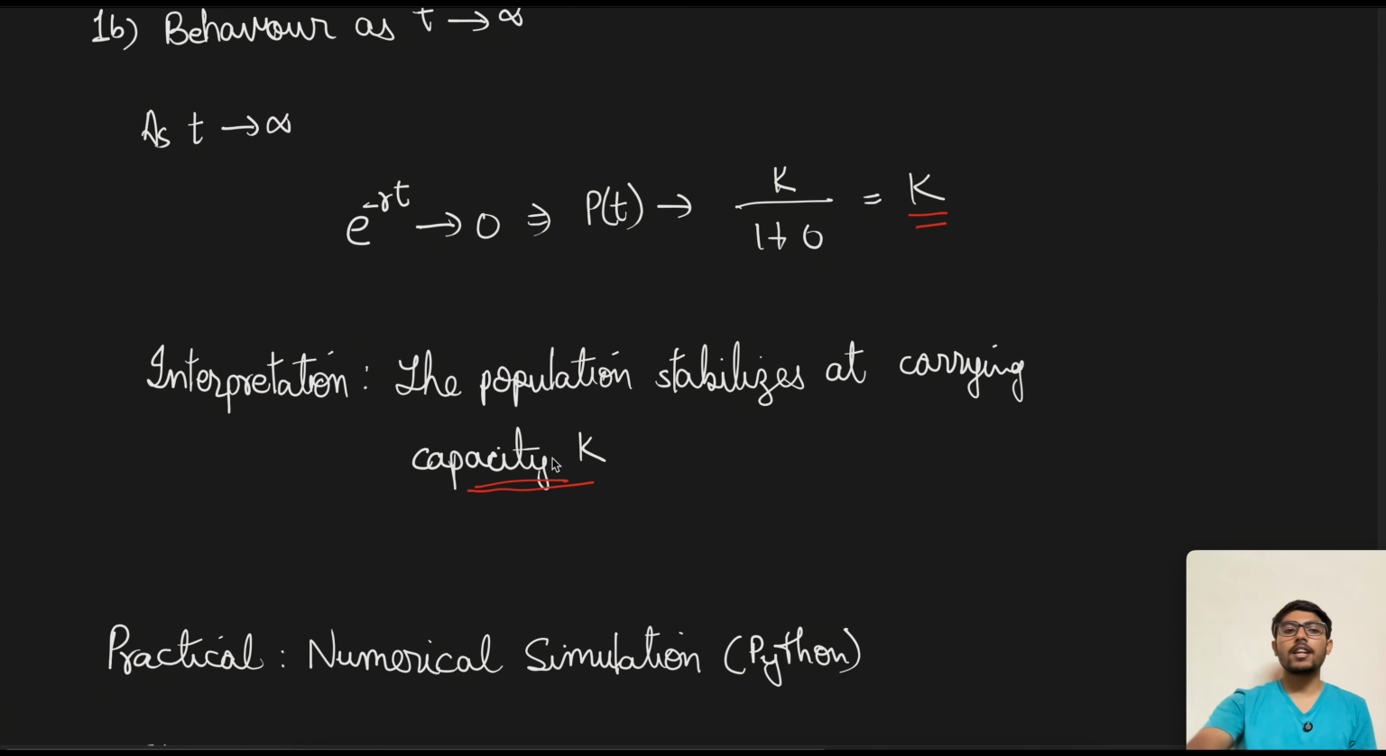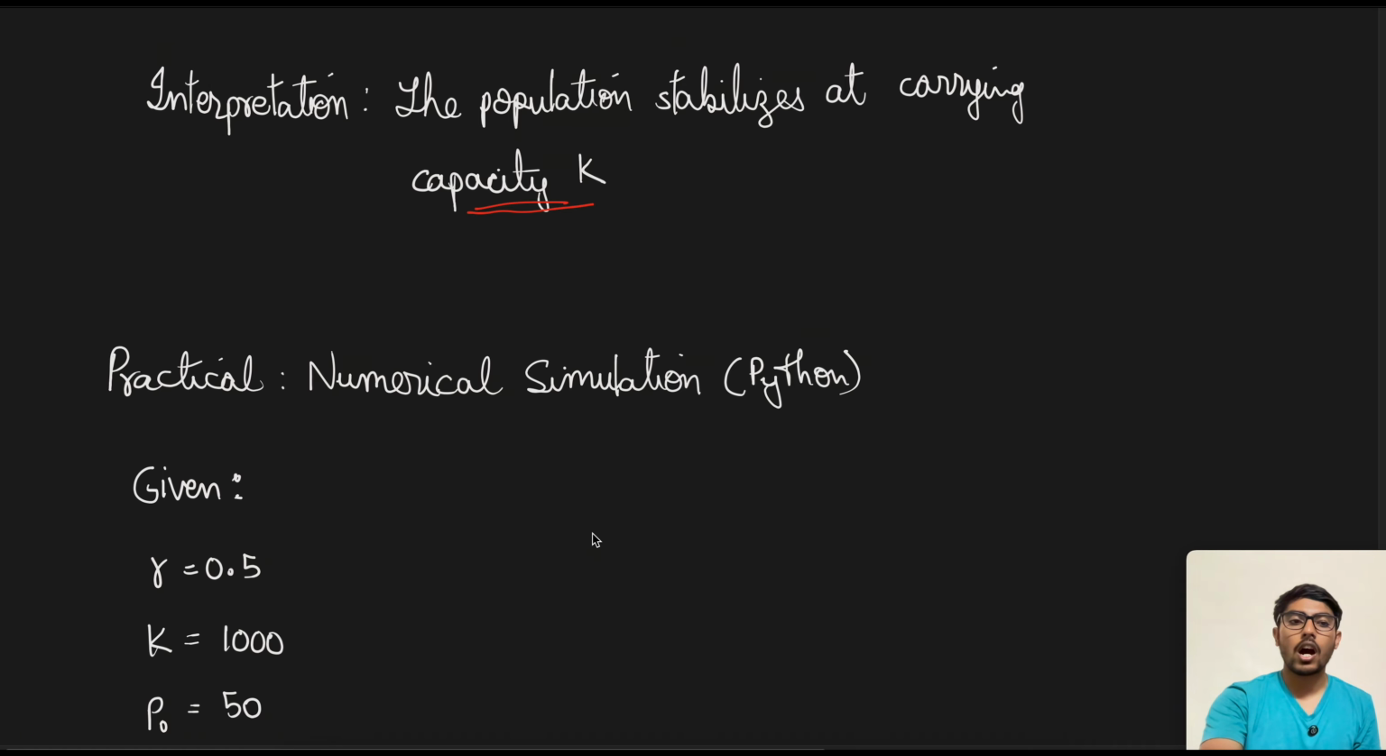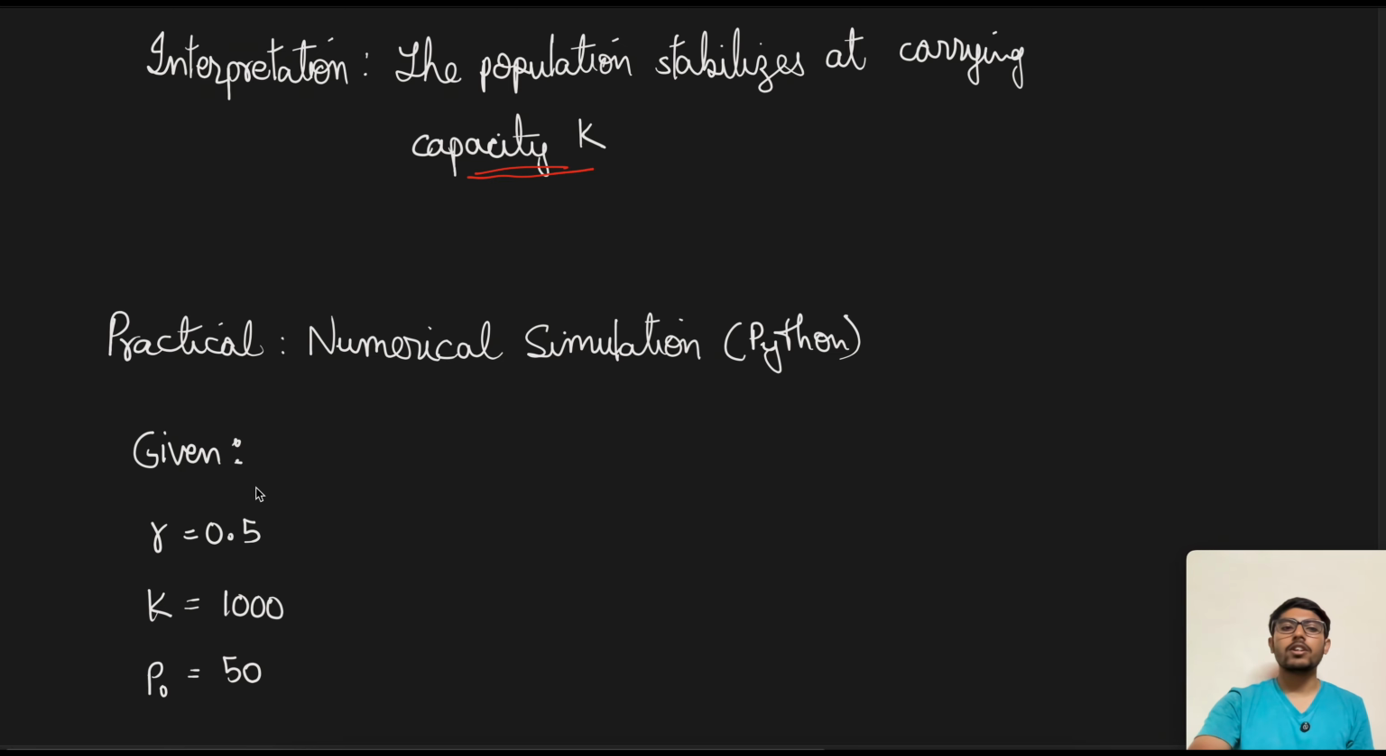So the practical implementation of this one is numerical simulation using Python. So for that, we are given r equals 0.5, k equals 1000 and p0 equals 50, right? So you can pause the video here and basically try out a numerical solution yourself, right? Okay, so once you have made that Python code for yourself, now you can verify it by the code below.